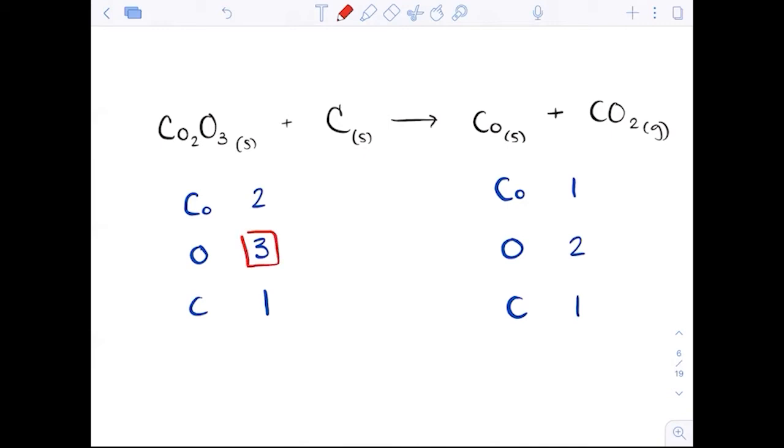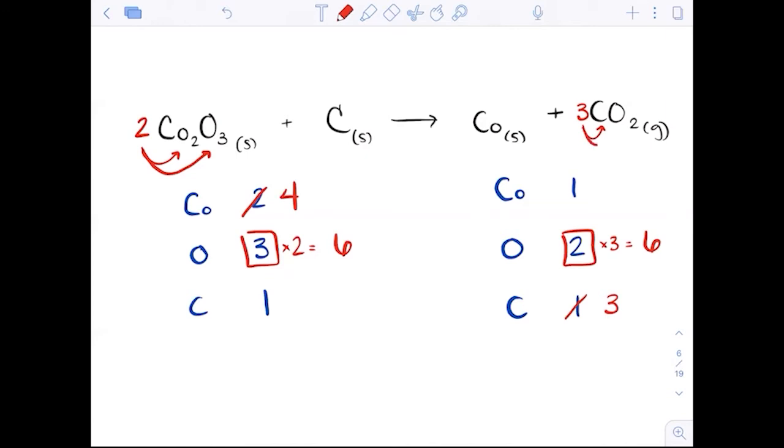Okay, now looking at 3 and 2 here, how do I make them the same? Well, I have to think about a common multiple. 3 times 2 is 6, and 2 times 3 is 6. So let's put a 2 in front of cobalt 3 oxide, and a 3 in front of carbon dioxide. Now remember, these get distributed to each element in that compound or molecule. So cobalt 2 times 2 becomes a 4, and carbon 3 times 1 becomes a 3.